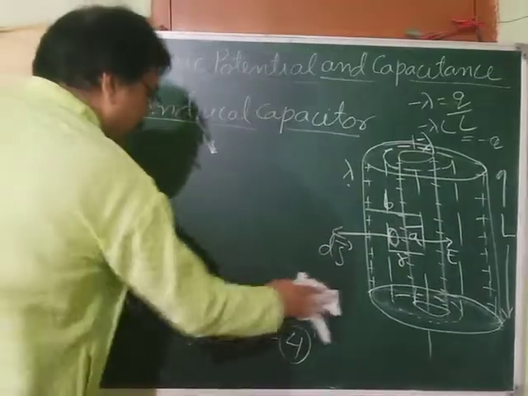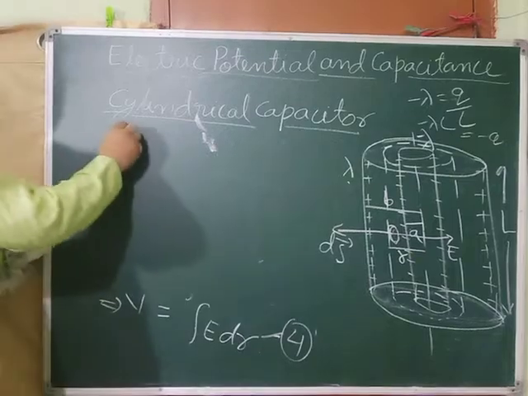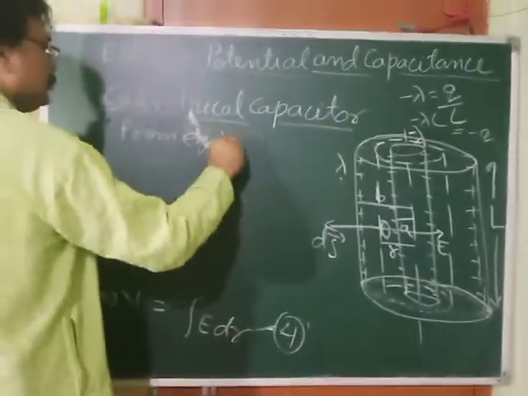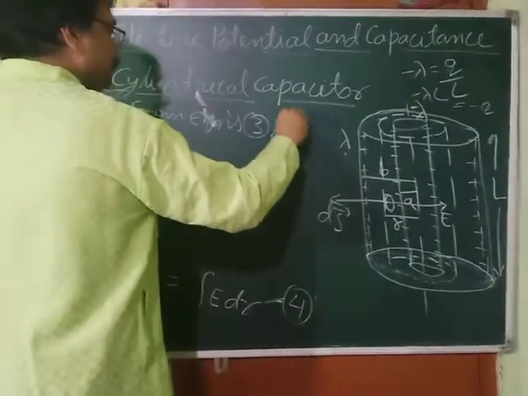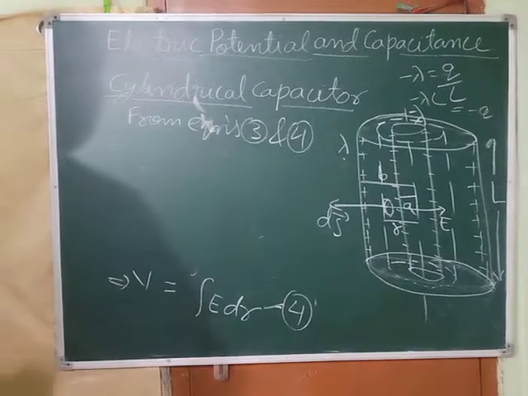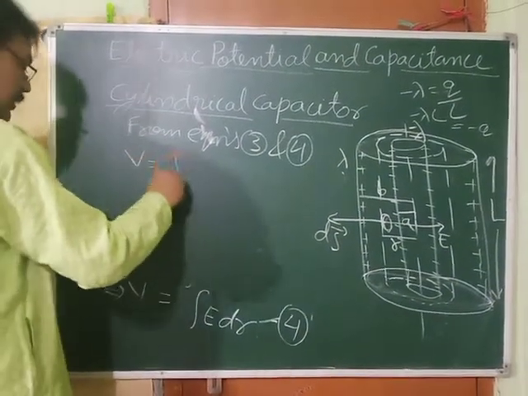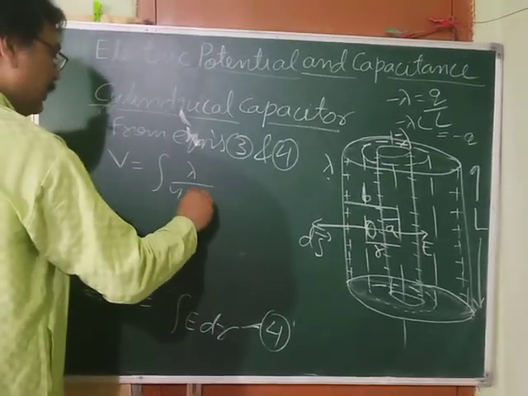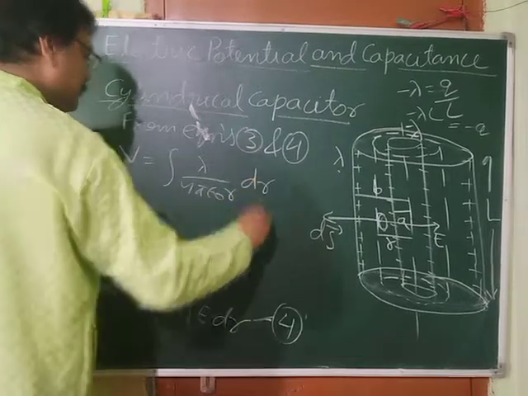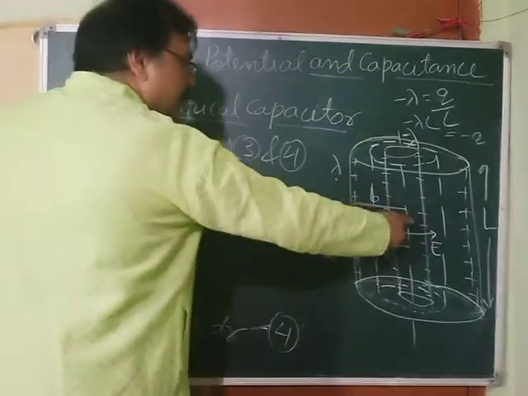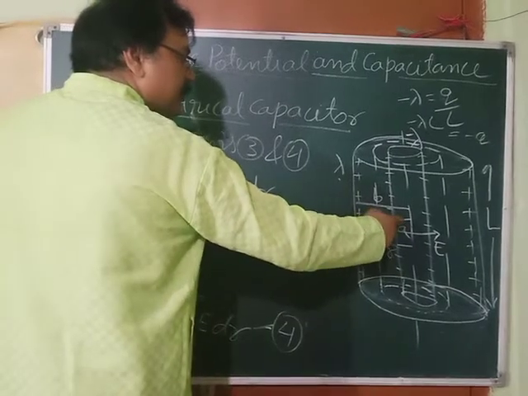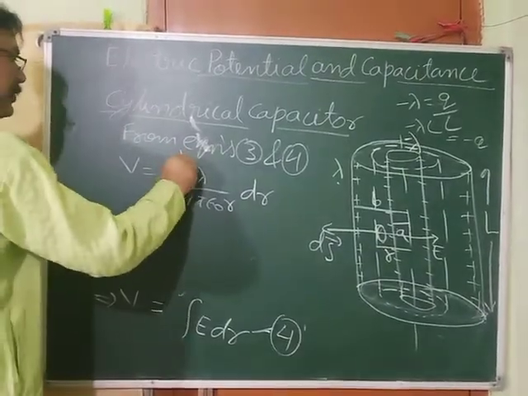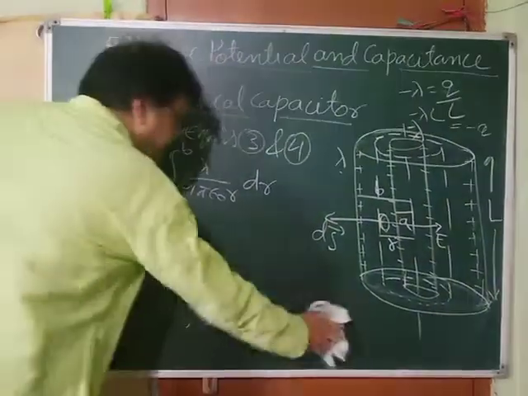So from equations 3 and 4, what we have to do is place the value of E in this. So we get V is equal to integration. E is lambda by 2 pi epsilon naught R, that was there, into dr. And what is the limit? R is going to extend from A to B, because the radius of the smaller cylinder is A and the radius of the outer cylinder is B. So A to B. Now we need to integrate this.